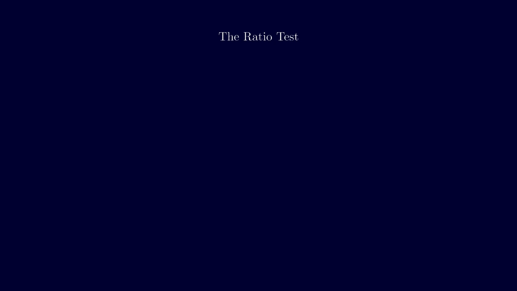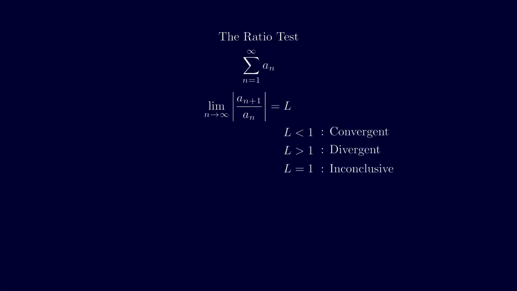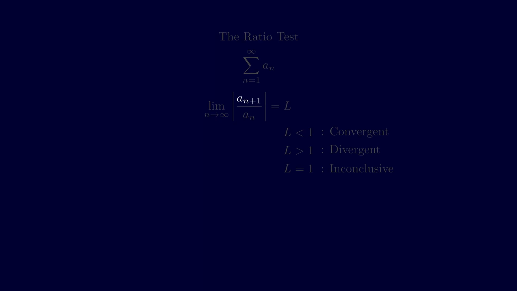As you might imagine, we're testing the series with a ratio again. This time, however, the ratio is with itself. Okay, so here's the whole test written out. Don't worry, we'll break it down. First, take the sequence and replace n with n plus 1. Then, divide it by the original version. Shove that fraction into an absolute value, and then take the limit of that to infinity.